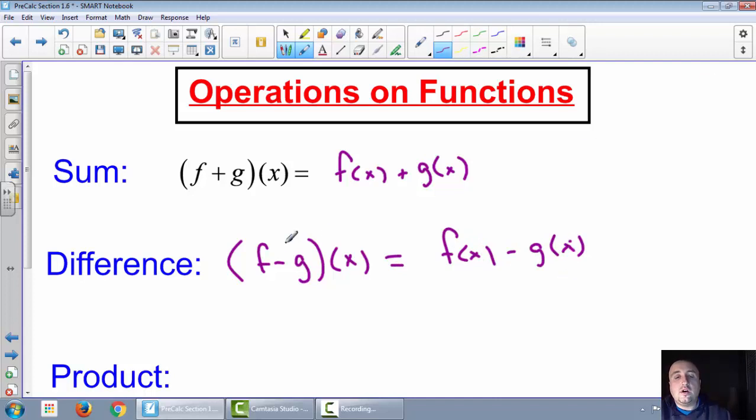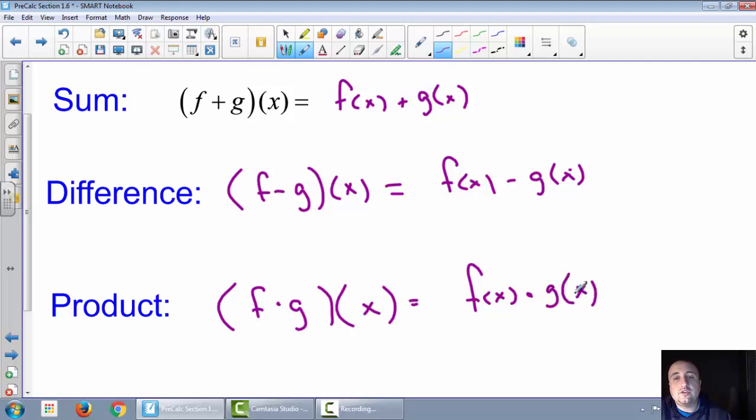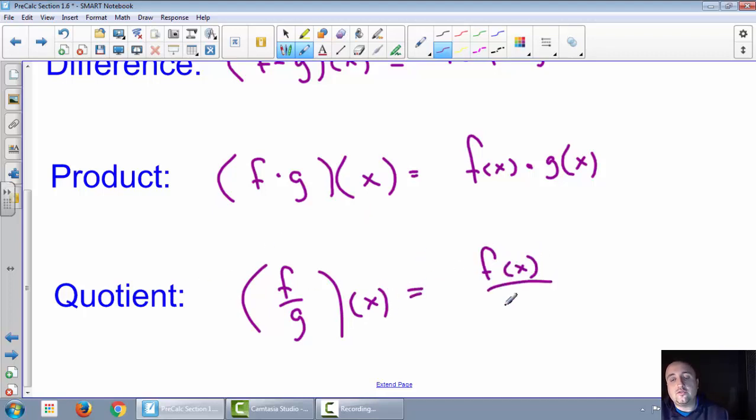All right. Then we have product. So we write product f times g of x, which just means we're going to take our f function and multiply it by our g function. And we're just talking adding, subtracting, multiplying, and dividing here. This is exactly all we're talking about. So we have f divided by g of x, which for quotient stands for divide. So really this is just f of x over g of x. Okay, so those are our four operations. That's what we're going to do on some examples on the next page.